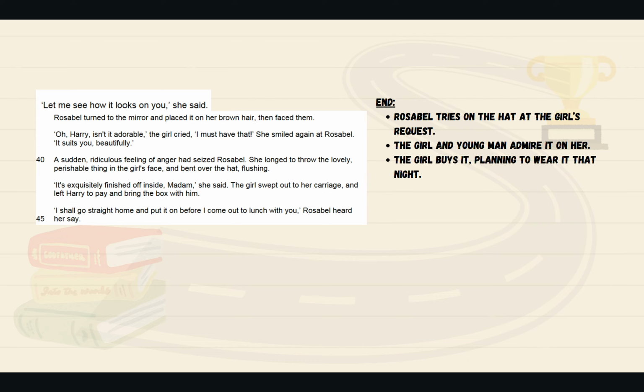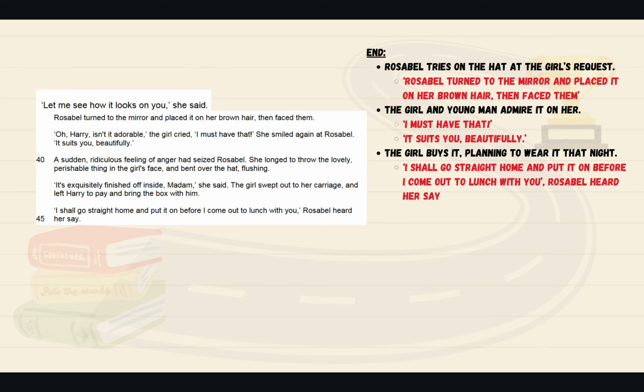If we have a look at the end then, I've put the quotes here, and I've also put down my points of what's happening at the end. So I've said Rosabelle tries on the hat at the girl's request, the girl and young man admire it on her, and the girl buys it planning to wear it that day. So if we put down the quotes to support these points, for Rosabelle trying on the hat, I've put Rosabelle turned to the mirror and placed it on her brown hair, then faced them. For the girl and young man admiring it on her, I've put "I must have that," as well as "It suits you beautifully." Then for the girl buying it, planning to wear it that night, I've put down the quotes, "I shall go straight home and put it on before I come out to lunch with you," Rosabelle heard her say. Let's have a go at putting this into a paragraph then.